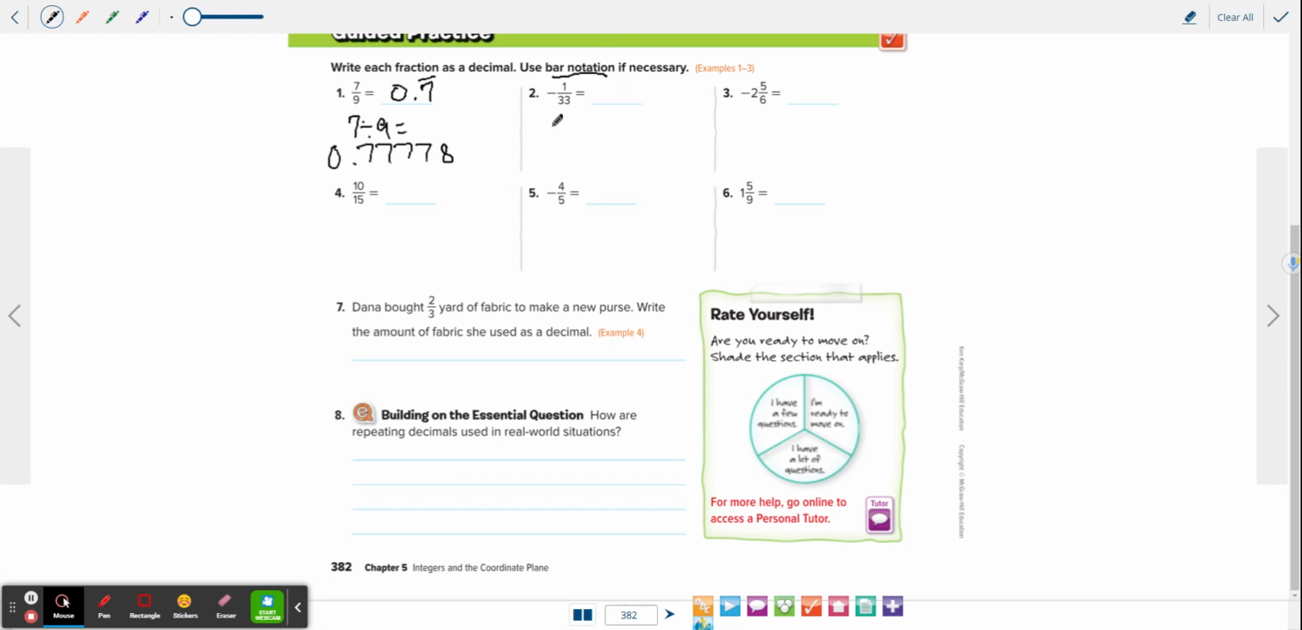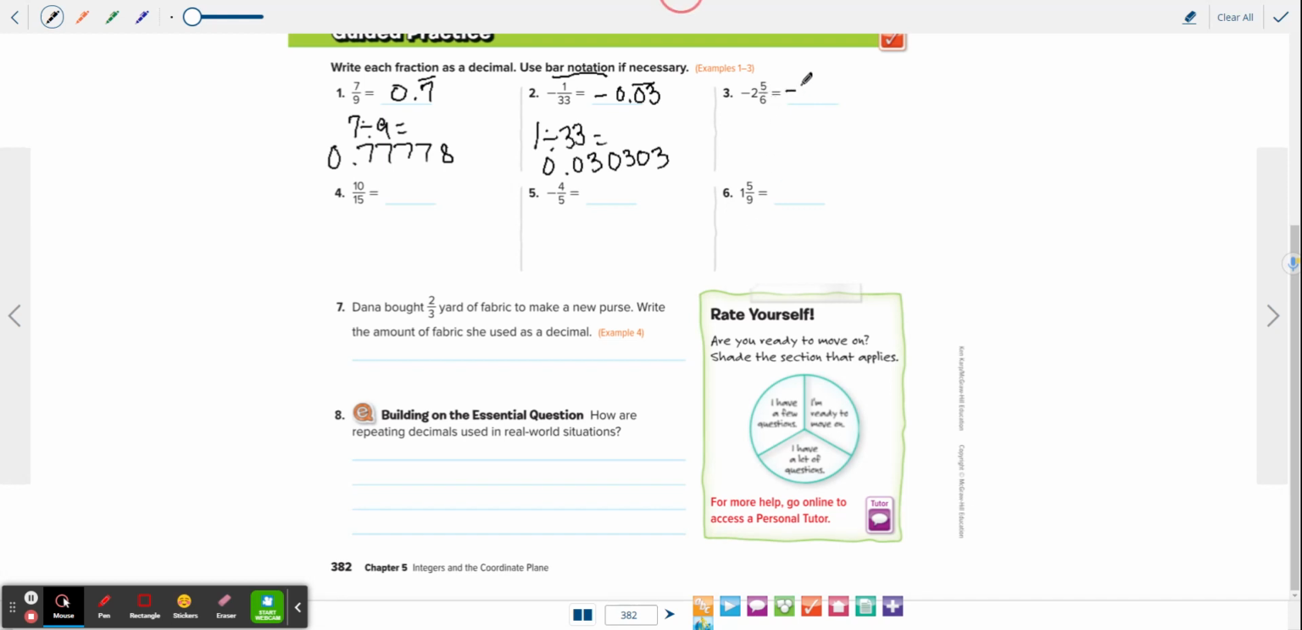If you get a negative number, your decimal is going to be negative. So you can just put your negative up there and just do 1 divided by 33. Okay. Worry about the negative when you're done. So 1 divided by 33 is 0.030303. So you see the pattern here. So the 03 is repeating. So I'm going to put negative 0.03 and a line over the 03. Okay.